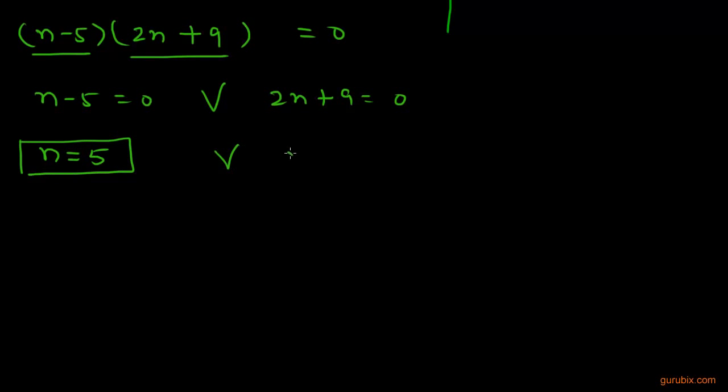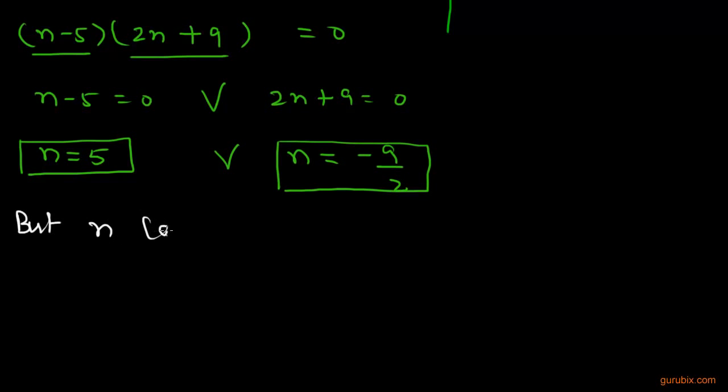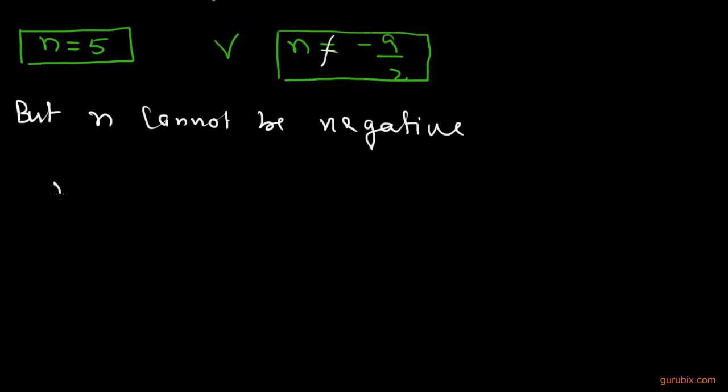and here we get n equals minus 9 over 2. But n cannot be negative. Therefore, n is not equal to minus 9 over 2. Therefore, the value of n is 5.